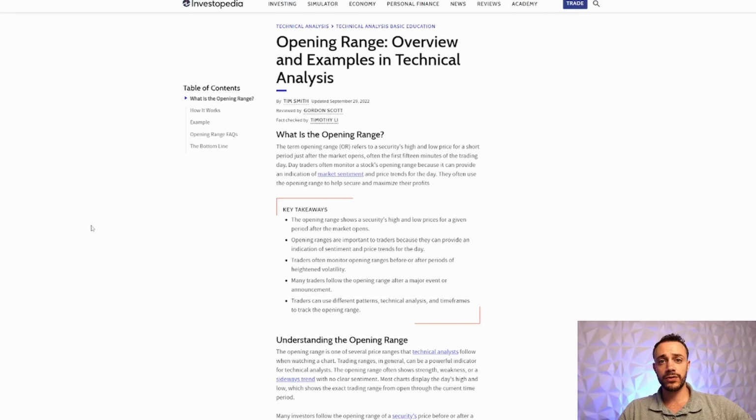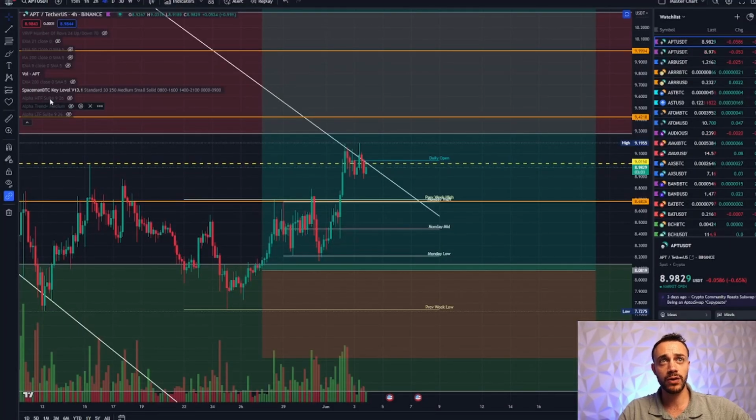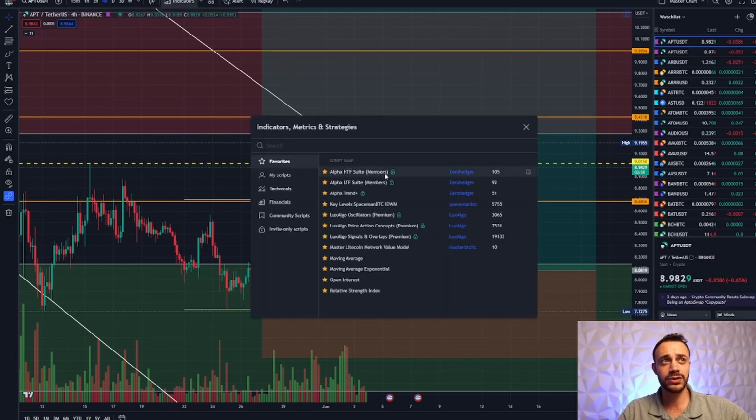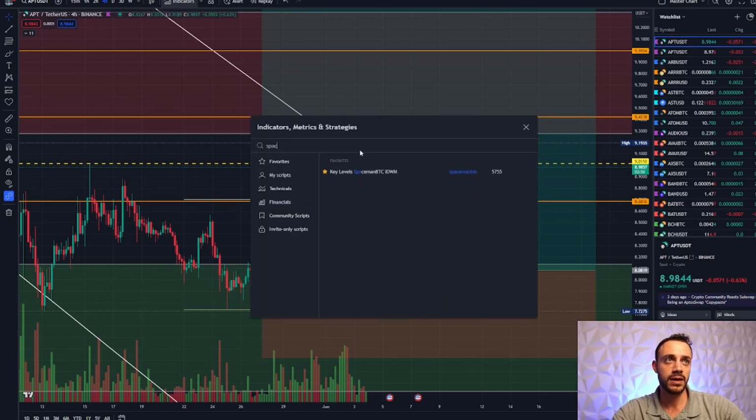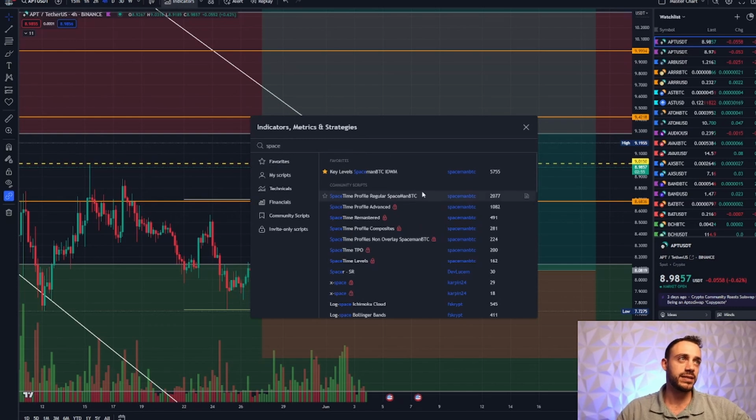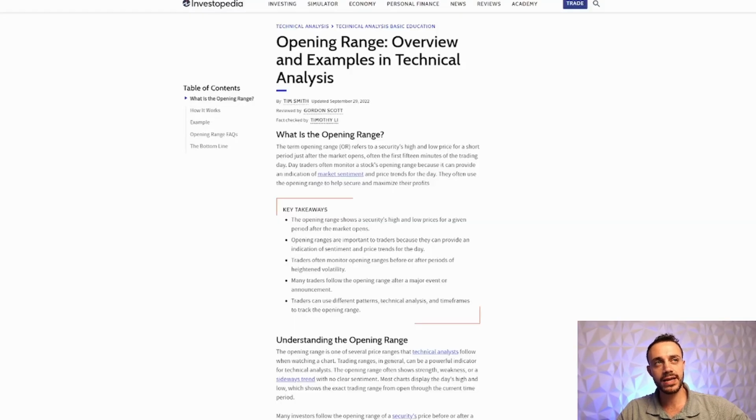So before we get into the charts, let's first go over what a range is in the market. And I use the Monday range, so the daily candle that prints on every Monday of the week. I actually have a tool that I use inside of TradingView. It's called the Spaceman Key Level Indicator. So all you need to do to get that is go to Indicators and then type in Spaceman Key Level BTC, by Spaceman BTC. Star it and add it to your chart. All right, but anyways, what is a range?